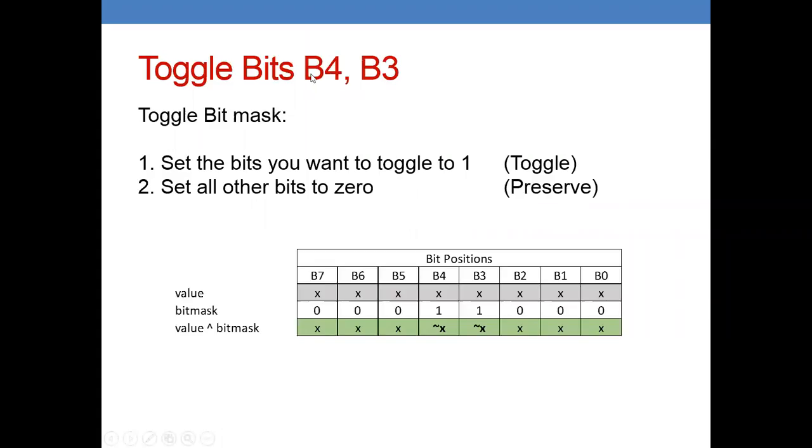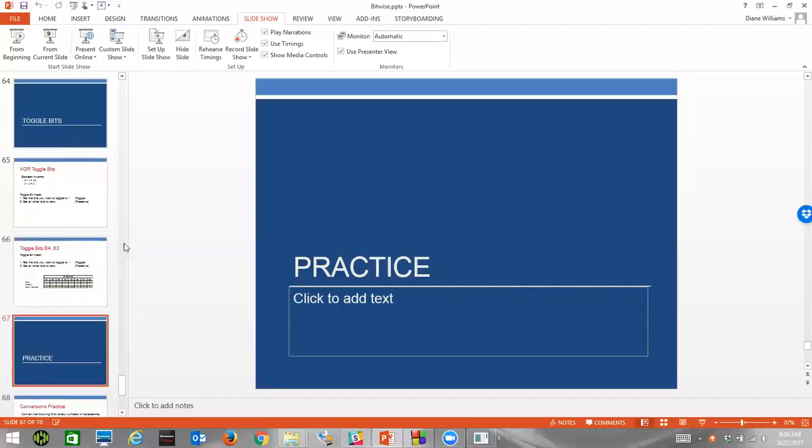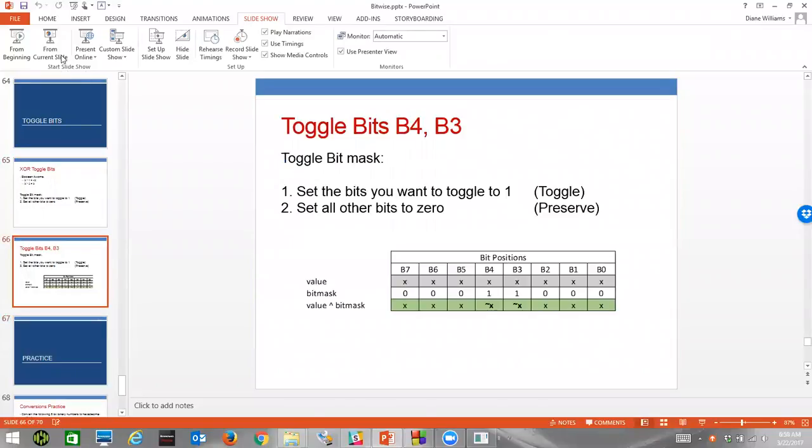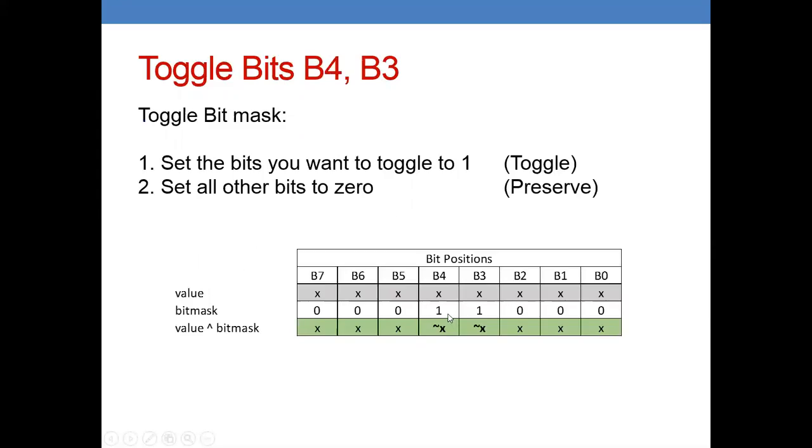So in this case, if I want to toggle bits B4 and B3, I use the idea that if I XOR something with a 1, I'll invert that. I'm going to set bits B4 and B3 to ones in my bit mask. Every other position in the bit mask, I'll set to a 0. So this bit mask then is a hex 18.